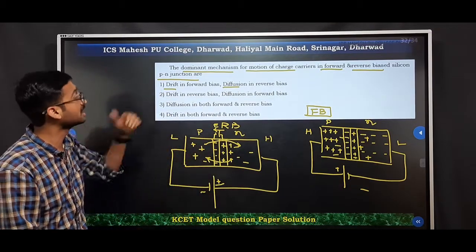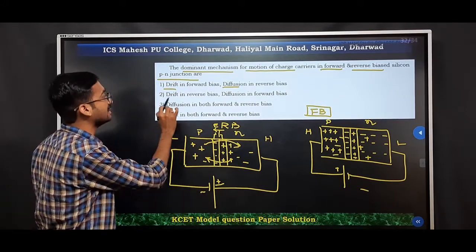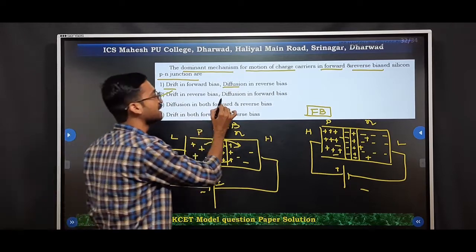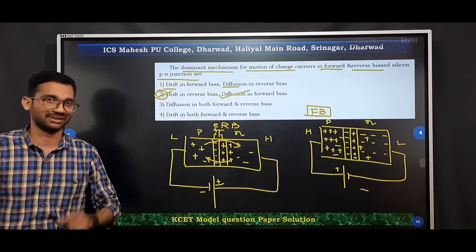Let us see the options. On observing the options, we can say that drift is in the reverse and diffusion is in the forward. Therefore, option B is the right answer for the given question.